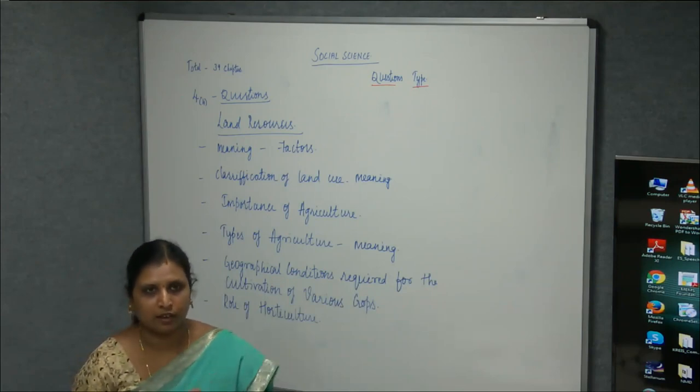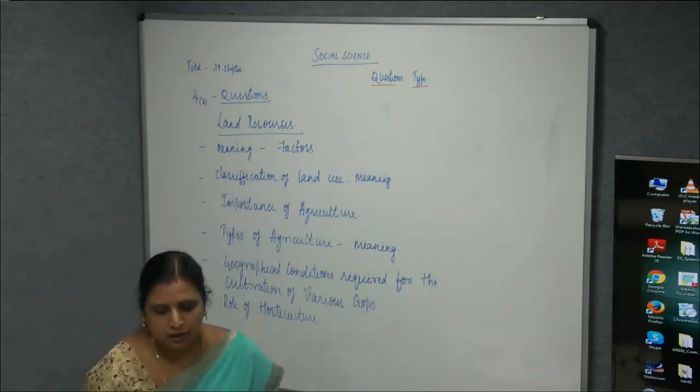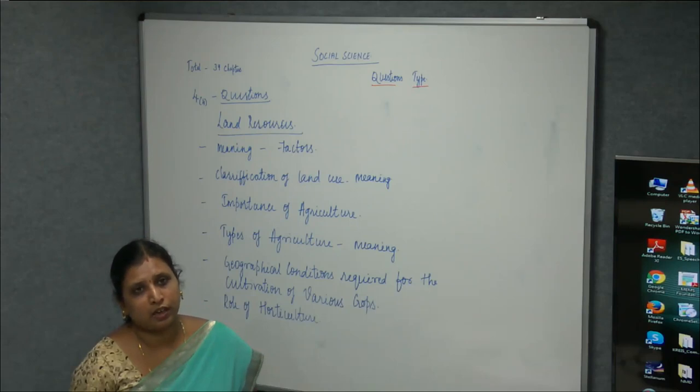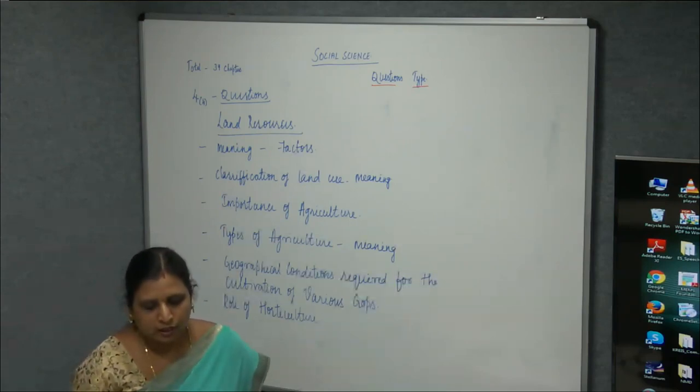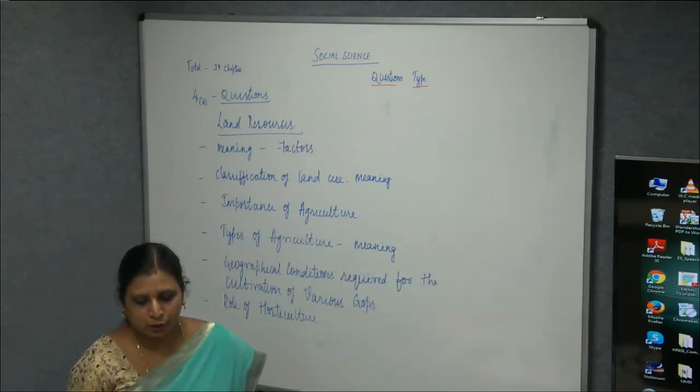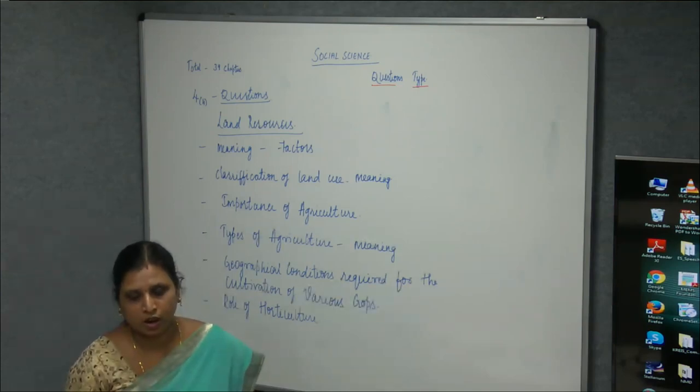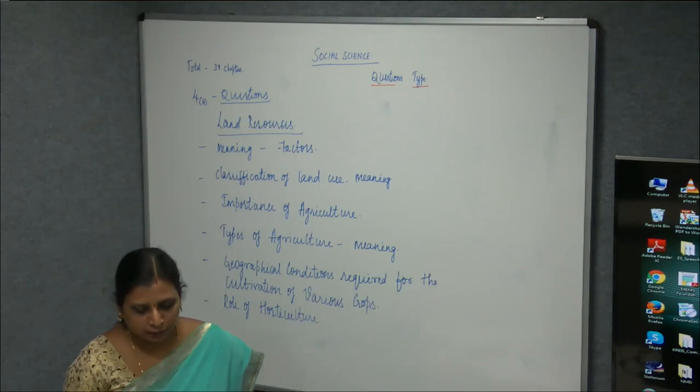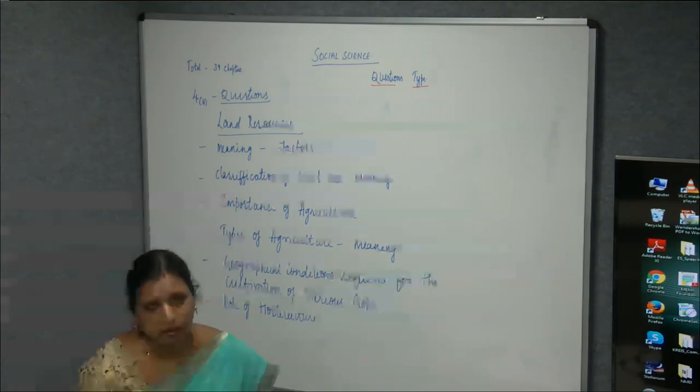Okay, so I'll tell you all the answers. Explain the importance of agriculture in India. So tilling of the soil for raising food crops and the raw materials needed by the human beings is called agriculture. Okay, so what are all the importance?